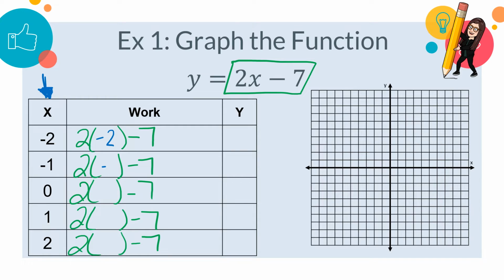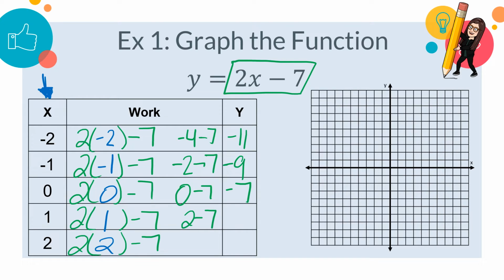So instead of x, -2. Instead of x, -1. Instead of x, 0. Instead of x, 1. Instead of x, 2. Step 4, calculate. 2 times -2 is -4. -4 minus 7 is -11. Let's go again. 2 times -1 is -2. Minus 7 more, -9. 2 times 0, minus 7. 2 times 1, minus 7. 2 times 2, minus 7.